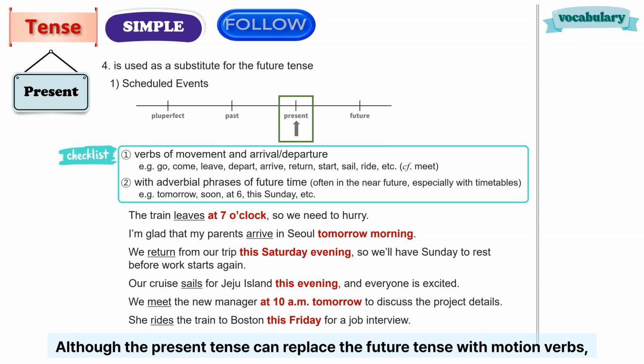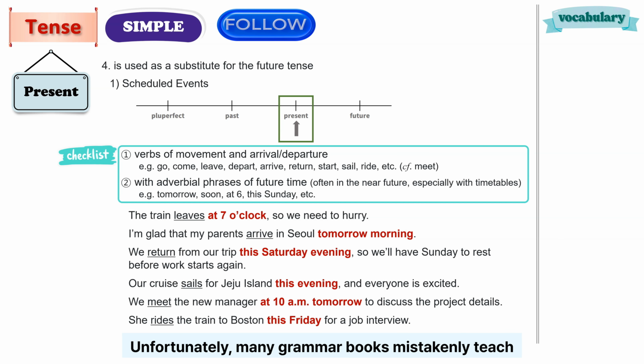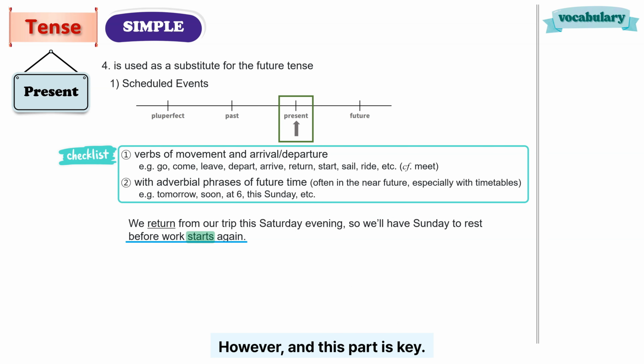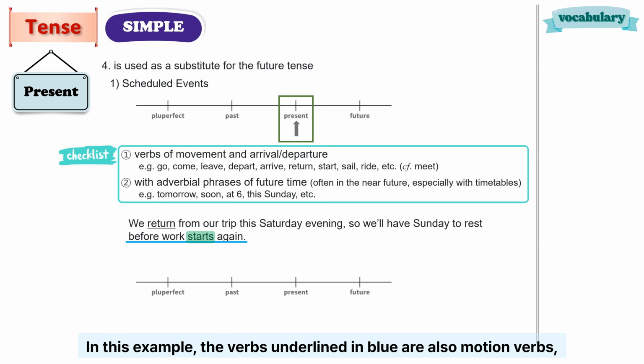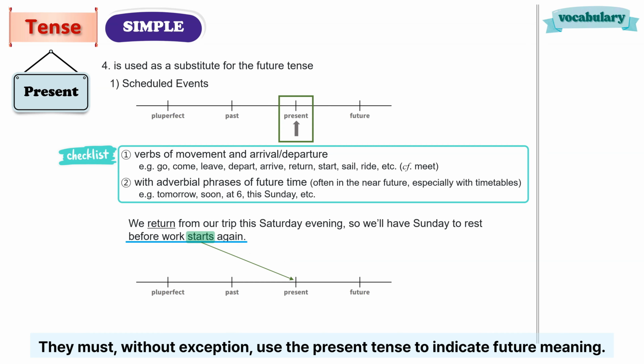Keep in mind, although the present tense can replace the future tense with motion verbs, it's not mandatory. The future tense remains grammatically correct. The difference rests mainly in nuance. Unfortunately, many grammar books mistakenly teach that you must use the present tense in this case, but that's not true and should be corrected. However, and this part is key, in this example, the verbs underlined in blue are also motion verbs, yet you cannot use the future tense there. They must, without exception, use the present tense to indicate future meaning.